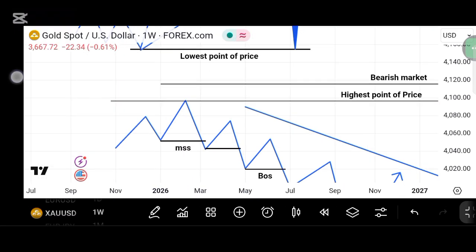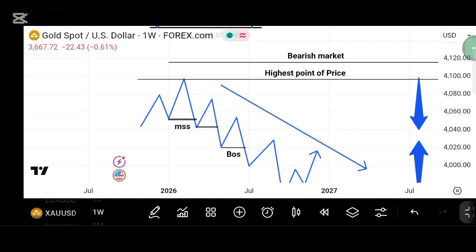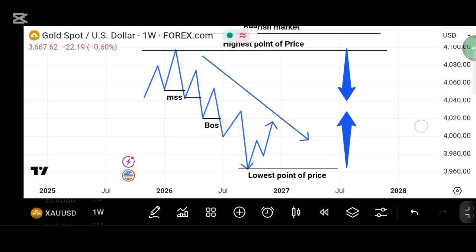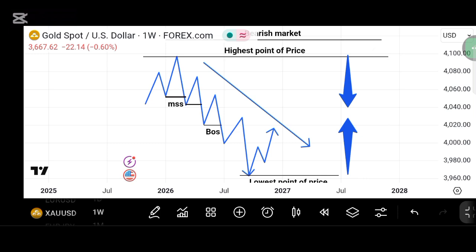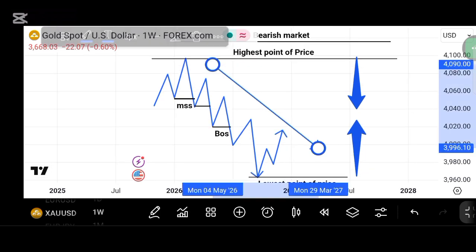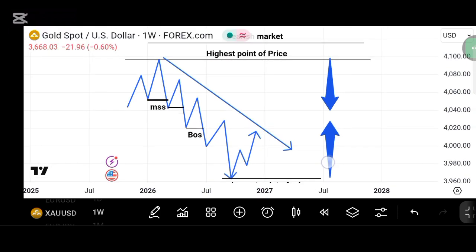So let me show you a bearish price. Now this is a bearish price and this is also a range, the lowest point of price and the highest point of price. Now you can see that if you connect the highs, it is actually going down.